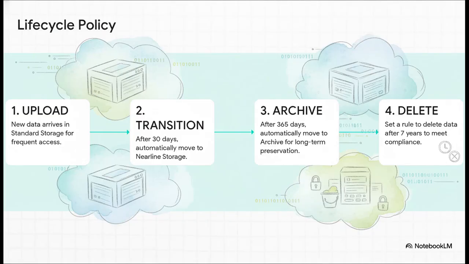They're called lifecycle policies. And you can just tell GCS, hey, look, when a new file comes in, keep it in the fast standard storage for 30 days. After that, if nobody's touched it, go ahead and automatically move it to the cheaper Nearline storage. Then, after a full year, move it to the super cheap archive for long-term keeping. Oh, and after 7 years, just get rid of it to meet our compliance rules. And that's it. You set it and you forget it. It all just happens in the background, no effort required.